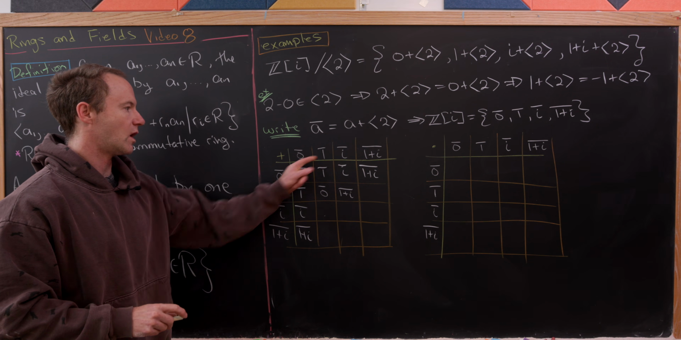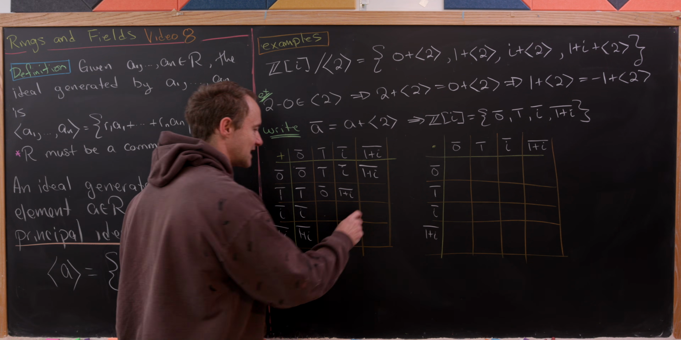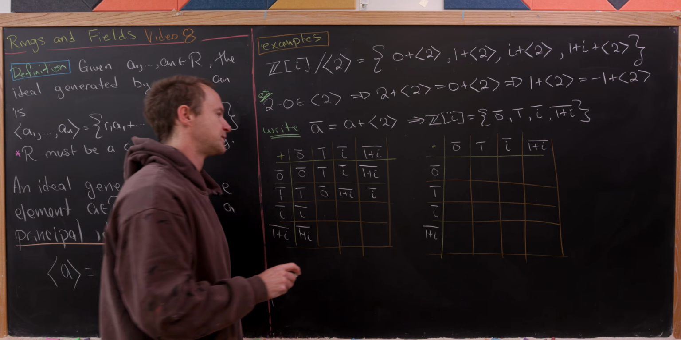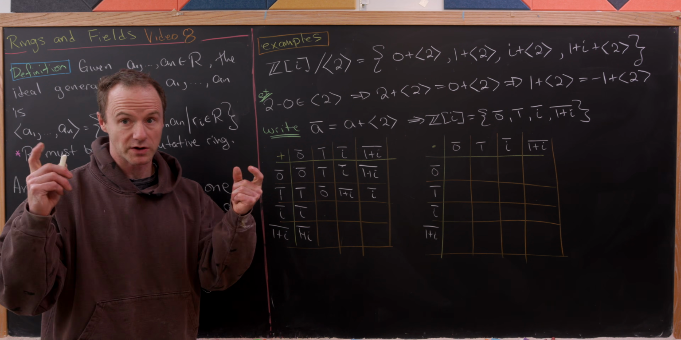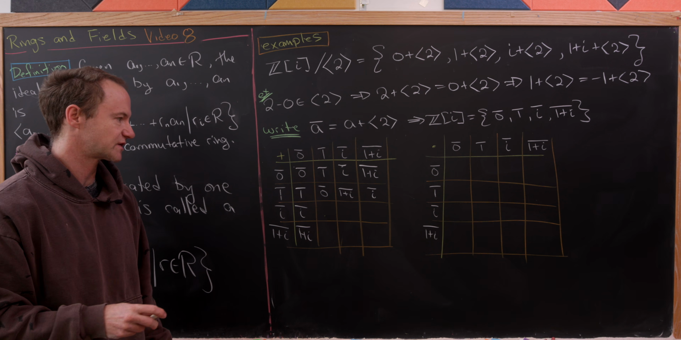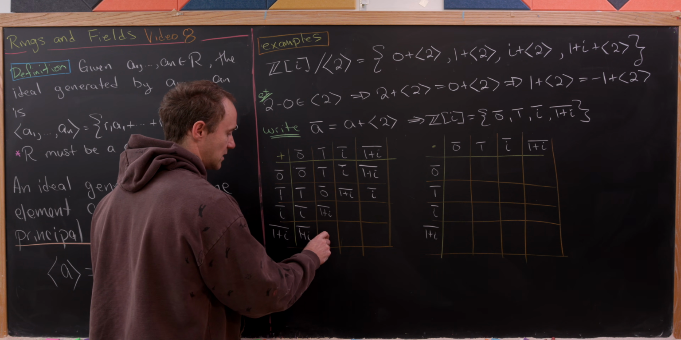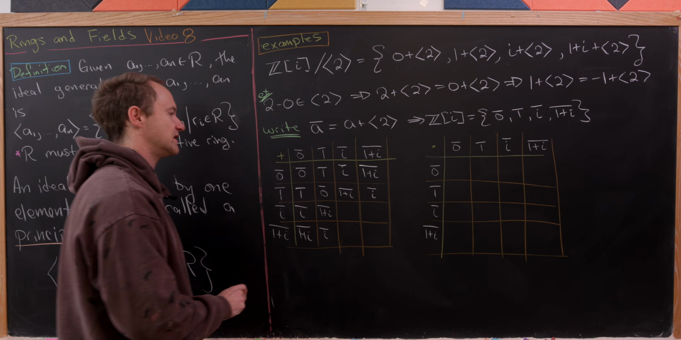And then what about this 1 bar plus 1 plus I bar? Well, that's going to give us I bar. And that's because the 1 plus 1 part, if you will, gives us 2, but 2 is 0 inside of this quotient. Now we can fill in the same column just because we've got commutativity.